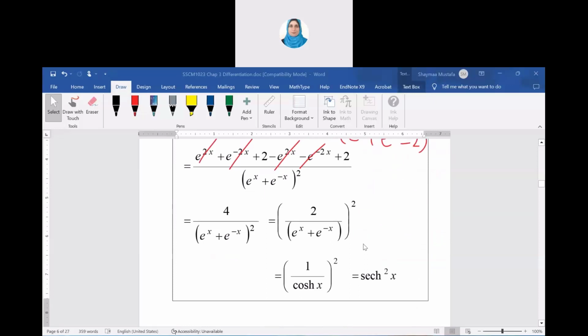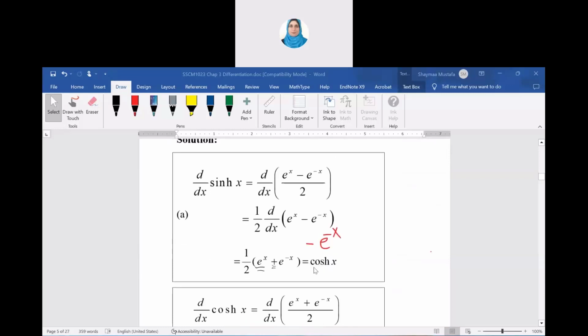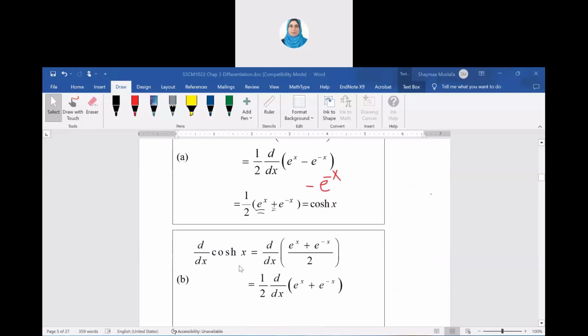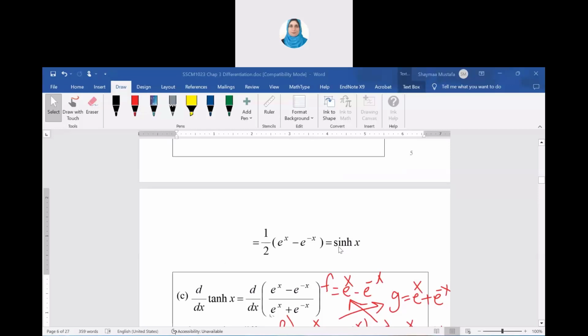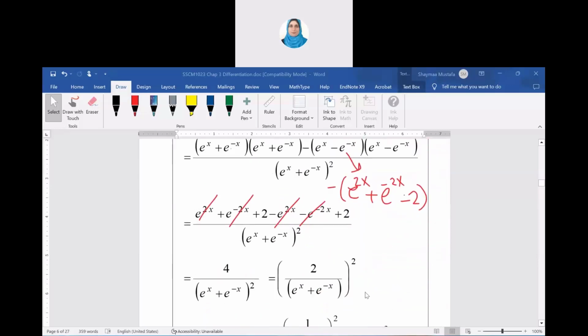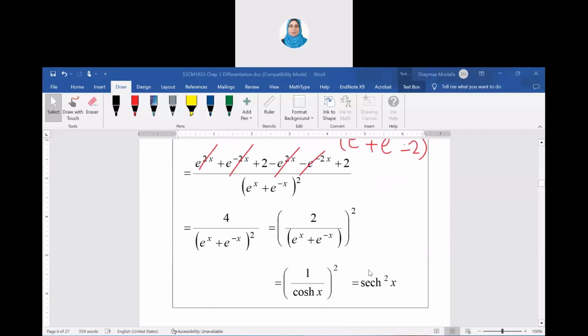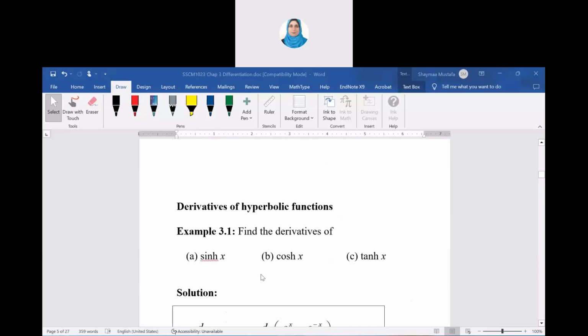Actually, it is similar to trigonometric. If you remember trigonometric, the derivative for sine is cos, and here the derivative for sinh is cosh. For trigonometric, the derivative for cos is minus sine, but here the derivative for cosh is sinh, not minus sinh. For trigonometric, the derivative for tan is sec squared. Here the derivative for tanh is sech squared. So there is a similarity between trigonometric and hyperbolic functions. So this is how we find the derivative for sinh, cosh, and tanh.